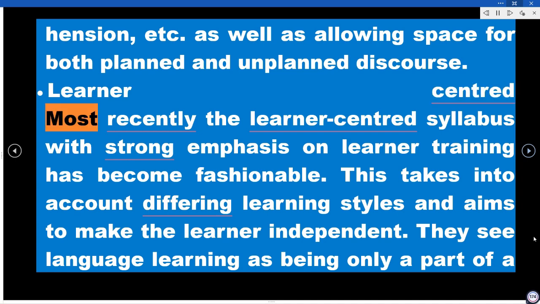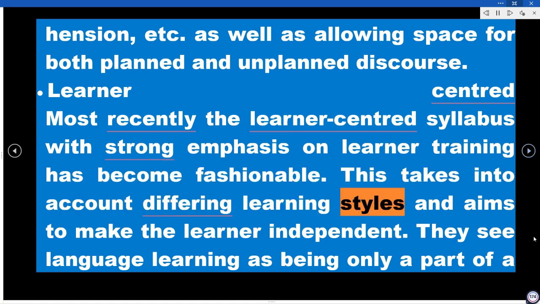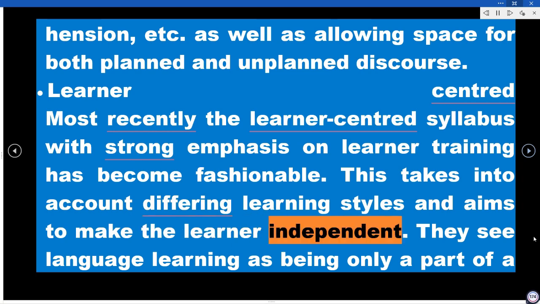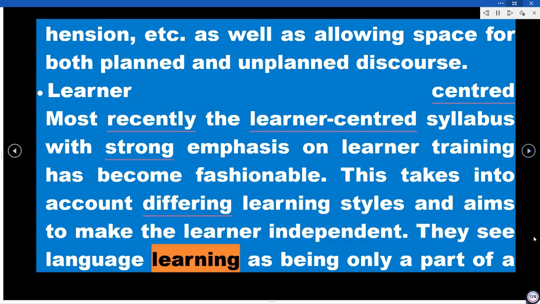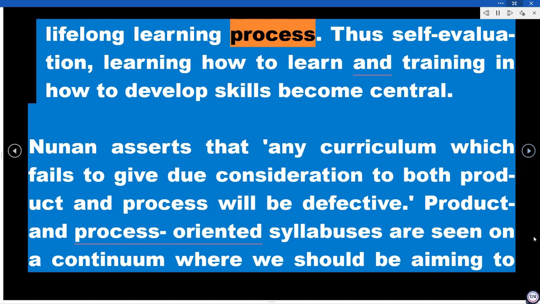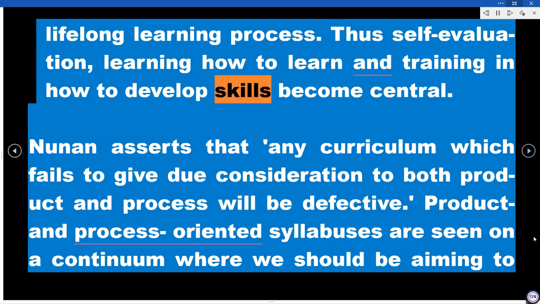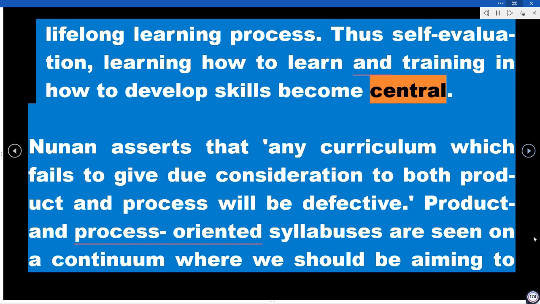Learner-centered. Most recently, the learner-centered syllabus with strong emphasis on learner training has become fashionable. This takes into account differing learning styles and aims to make the learner independent. They see language learning as being only a part of a lifelong learning process. Thus, self-evaluation, learning how to learn and training in how to develop skills become central.